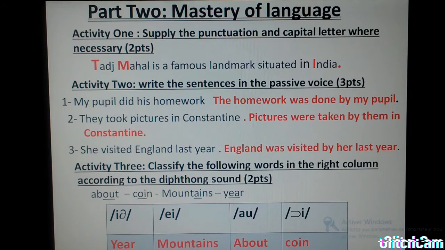We move now to the third activity. Classify the following words according to the pronunciation of the diphthong. About, ow, here. Coin, oi, here. Mountains, a, here. Ear, ear, here. Don't forget, we've got 8 diphthongs in English. We just took 4 diphthongs.